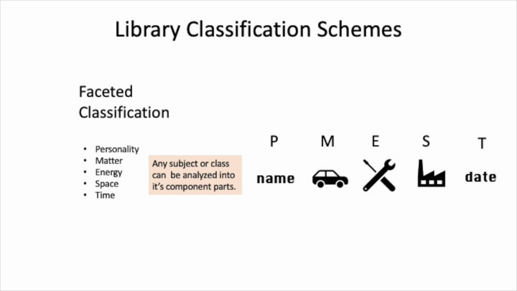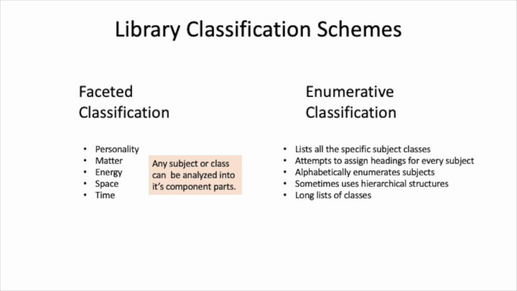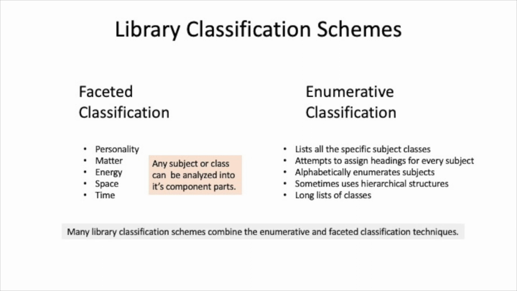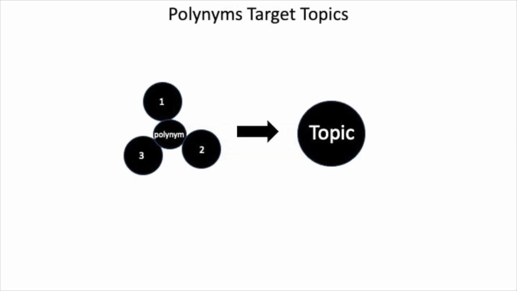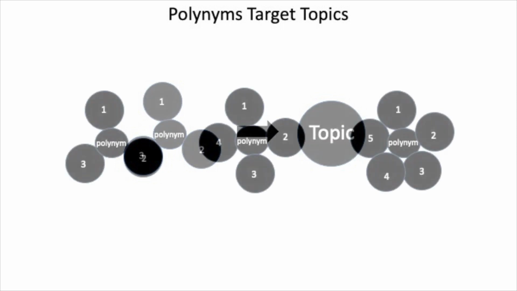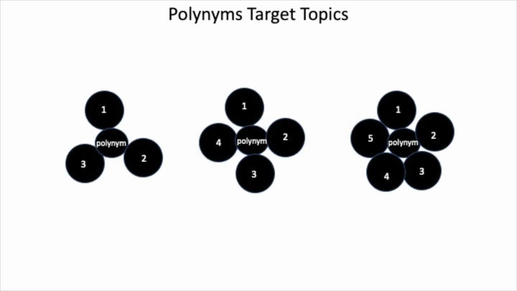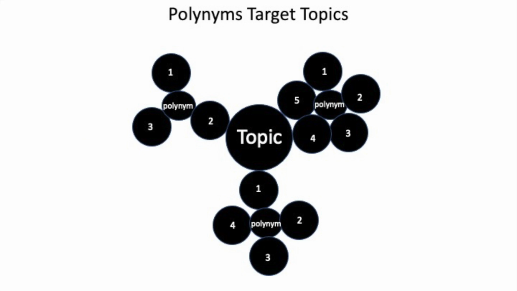Then, on the other extreme, there's the enumerative classification scheme. It lists all the specific subject classes, attempts to assign headings for every subject, alphabetically enumerates subjects, but creates long lists of classes. Many library classification schemes combine the enumerative and faceted classification techniques. Basically, a polynym is like a faceted classification scheme. It targets a topic. The target topic is analyzed into the component parts of the given polynym. A polynym represents a basic unit or system.